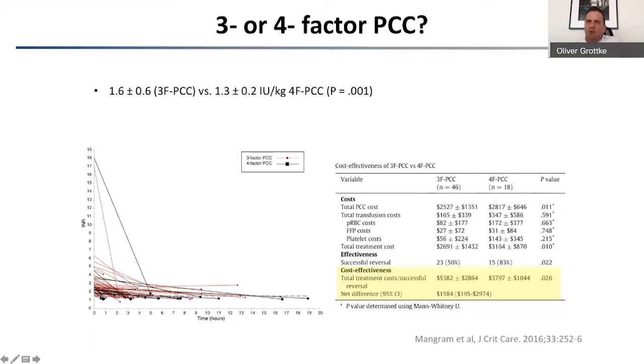And the overall costs were also shown to be cost effective in favor of a 4-factor PCC. So in the context of VKA reversal, where we also have the depletion of factor 7, there is no indication to use a 3-factor PCC because you are lacking factor 7 in the 3-factor PCC.